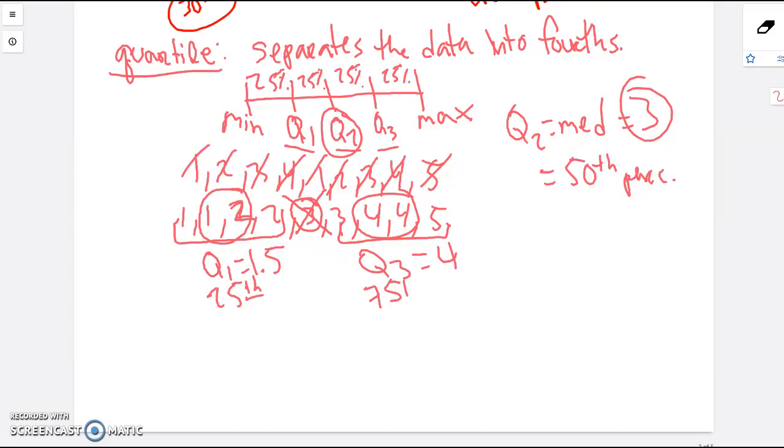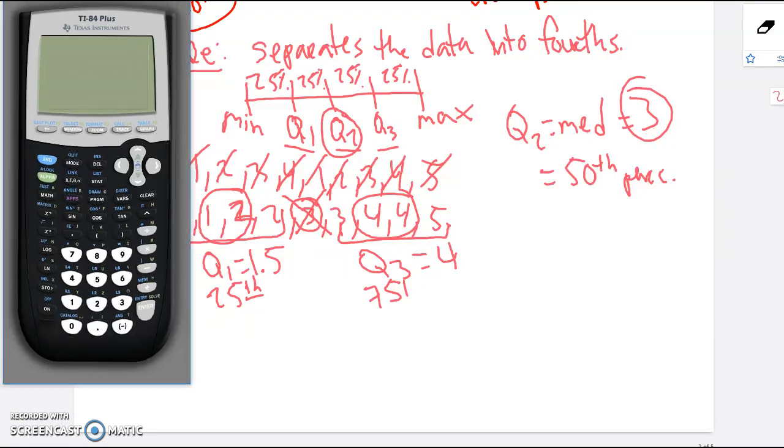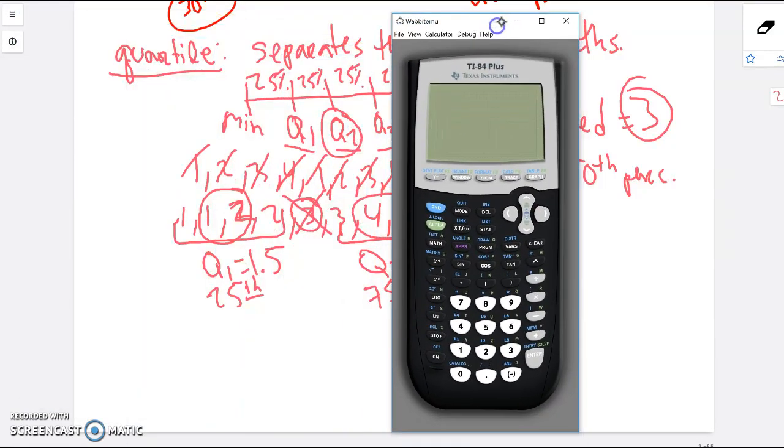So what you can do instead is use your handy dandy calculator right here. You can just use your calculator to go ahead and do everything for you. So I entered all the numbers in here. Let me go ahead and power it up. I already did it.